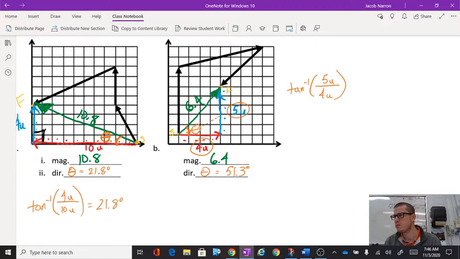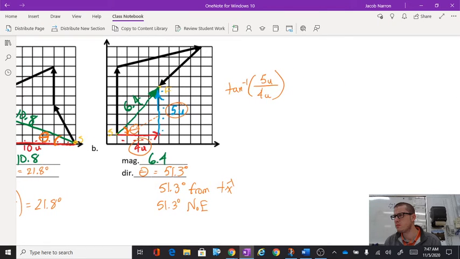And again, when you guys are defining theta, you can say theta equals 51.3. You could say 51.3 degrees from positive x-axis, because that's what it is. You could also say 51.3 degrees north of east. There are multiple different ways that you could define this. In fact, now don't get too confused about this, but you could also define another theta. I mean, what if I define theta as being right here?